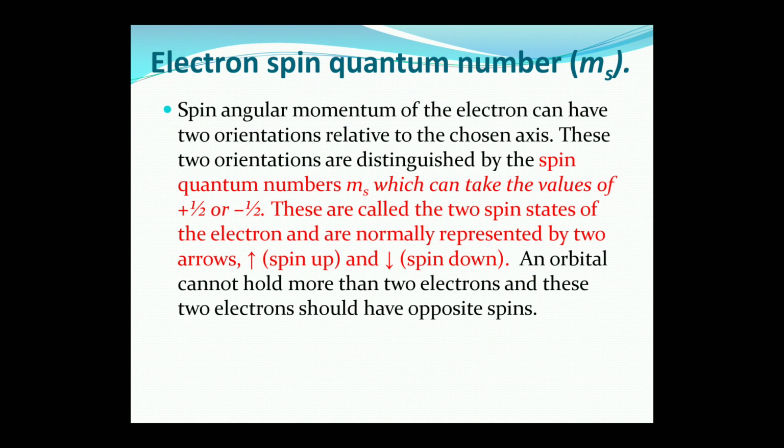The spin angular momentum of an electron can have two orientations related to the chosen axis. These two orientations are distinguished by the spin quantum number ms, which can take the value of plus half and minus half. These are also called the two spin states of the electron and are normally represented by two arrows, spin up and spin down, as orbitals cannot hold more than two electrons and these electrons should have opposite spin. Basically, there are two spins, spin up and spin down, and this is also known as the electron spin quantum number.